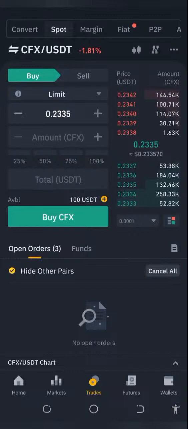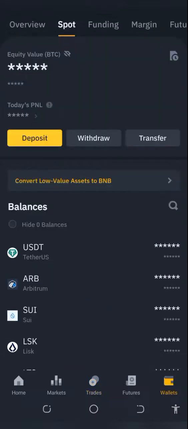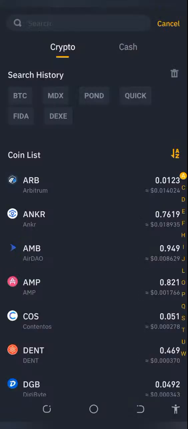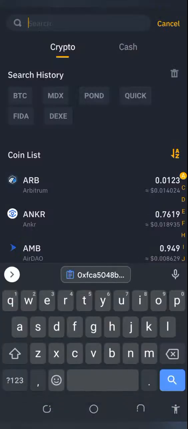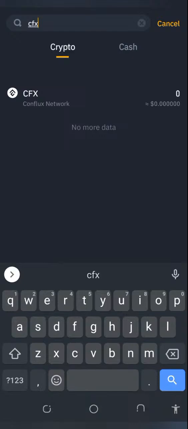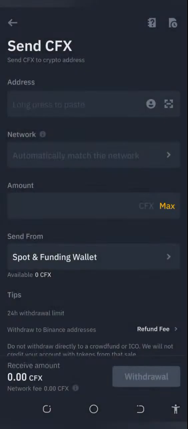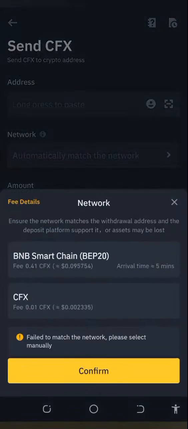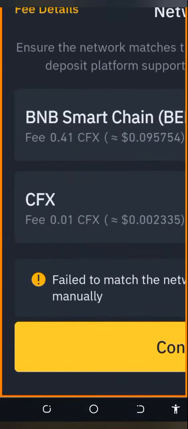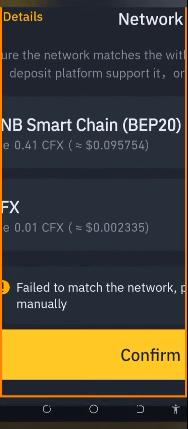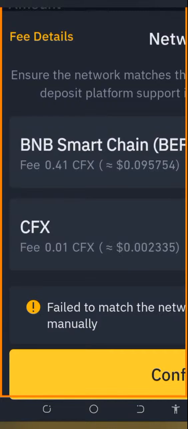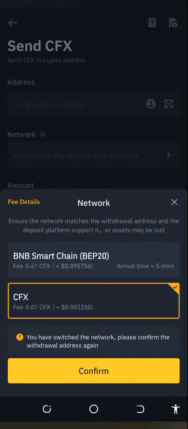Okay, so for us to withdraw this, if we have to withdraw it, let's just look for Conflux, CFX. All right, Conflux network. So what is it to withdraw it? Let's check it out. We have BEP20 and we have CFX. Does it say Conflux eSpace? I'm not seeing eSpace, but I'm seeing CFX. So let's click on CFX.